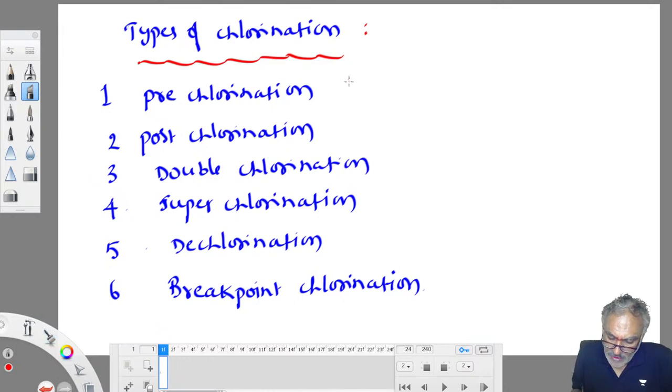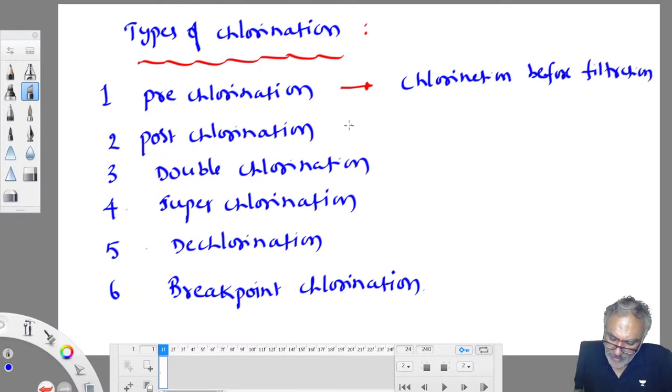Okay, chlorination before filtration is called pre-chlorination. Post-chlorination means chlorination after filtration. Generally, we carry out post-chlorination only.